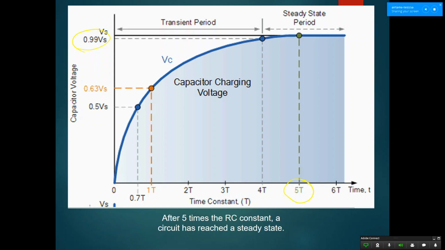Okay. One half-life in atomic terms would be when half of it is decayed. 1 tau in this case is going to be 63%, not 50%. Okay?